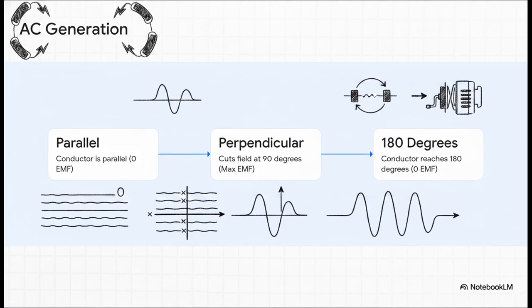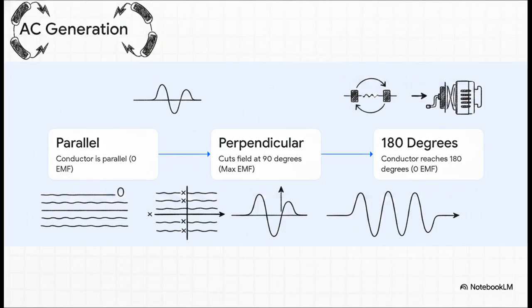As the loop rotates, the generated voltage, which we call electromotive force, or EMF, fluctuates entirely based on its physical position. In step 1, the wire is moving perfectly parallel to the magnetic field. Because it's not cutting across any lines of force, your induced EMF is exactly zero. But as it keeps spinning and hits a 90-degree angle for step 2, it is moving perfectly perpendicular to the field. It's slicing the maximum number of lines, giving you maximum positive voltage.